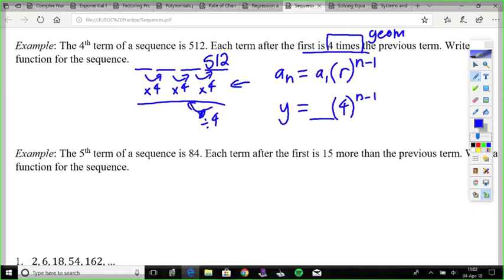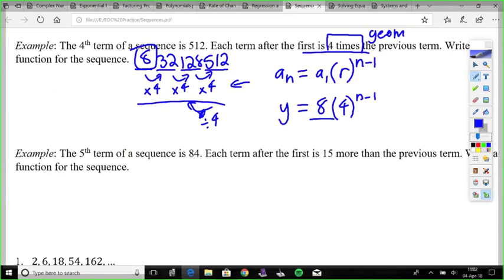3 times? So 512 divided by 4, what is that? That would be the previous number to it. So 512 divided by 4 would be 128, which is this number here. Then I would take 128 and divide it by 4, and it's 32. So I know that's this number here. Then I can take 32 and divide it by 4, and I get 8. So now I know what the first term in the sequence was. It was 8.